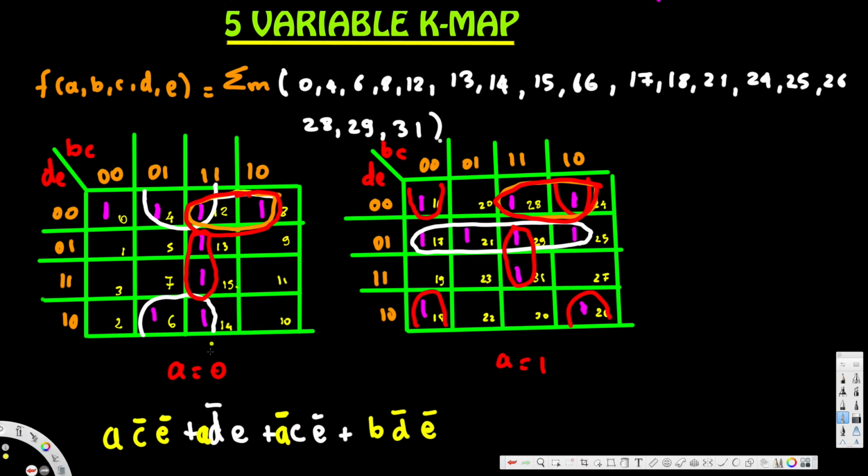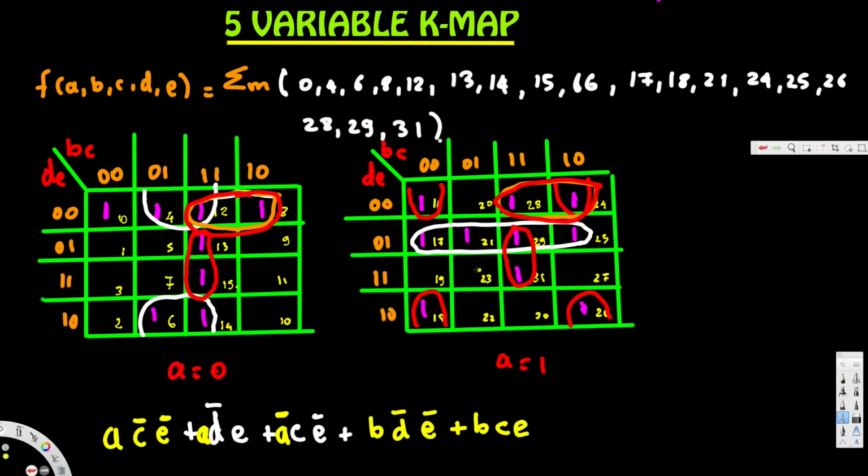So for this one, since this is occurring in two tables, A is changing. A is 0 here, for this one A is 1, so A is changing. But let's look at BC. BC is not changing, BC is 1, 1, so we can write BC. And D is changing, C is going from 0 to 1, so D is changing, E is not changing, so this is going to be BCE.